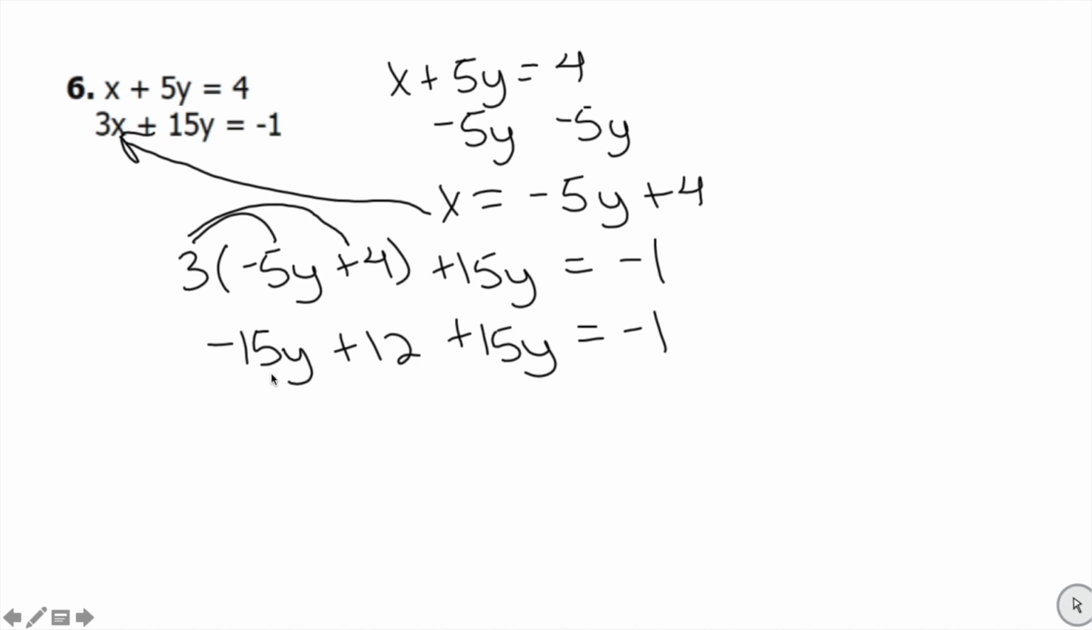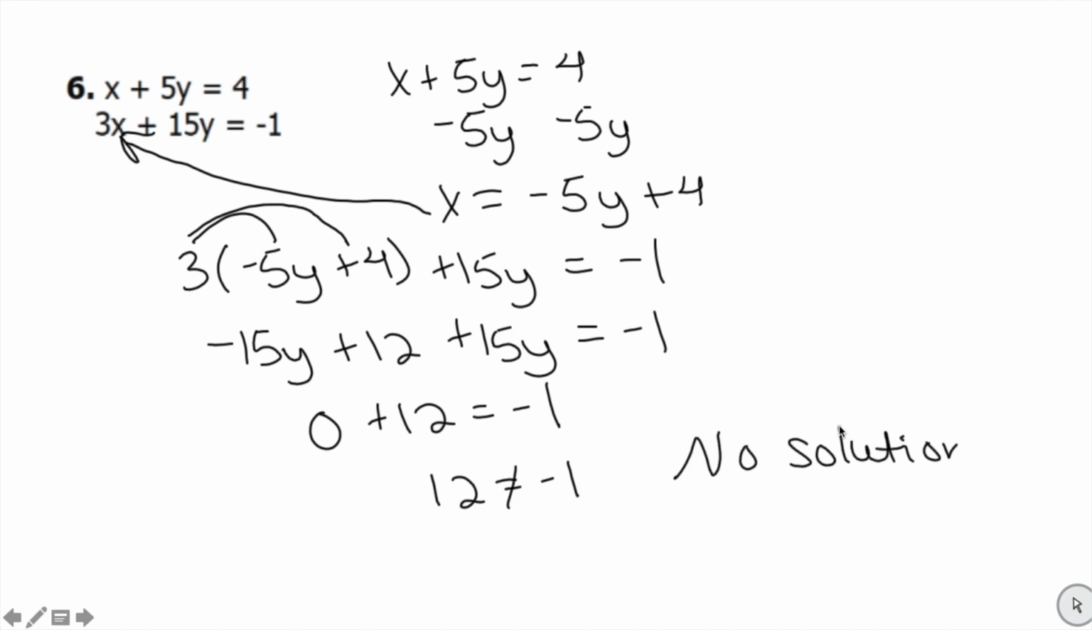So negative 15y plus 15y is nothing. Plus 12 equals negative 1. So 12 can never equal negative 1. So that means there are no solutions. Because you have to be able to have a variable down here. And so if you end up getting rid of the variable, then you immediately stop and say there's no solutions.